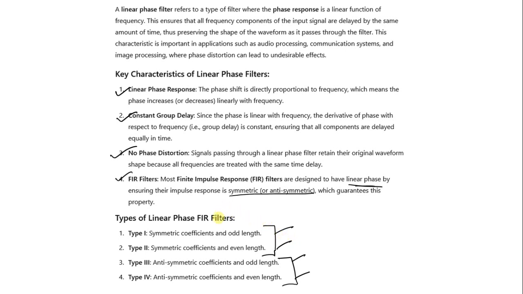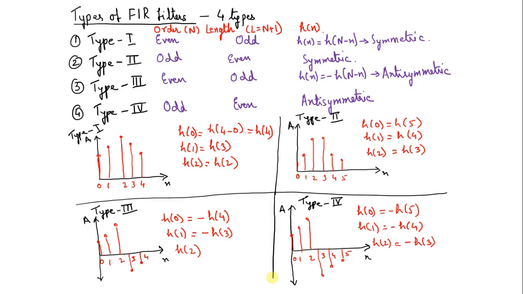So type 1 will be having an odd length of the filter coefficients. Type 2 will be having the even length of the filter coefficients. Likewise, in type 3 we will be having odd length, and type 4 we will be having the even length. Okay. So these are the four types of the filters.